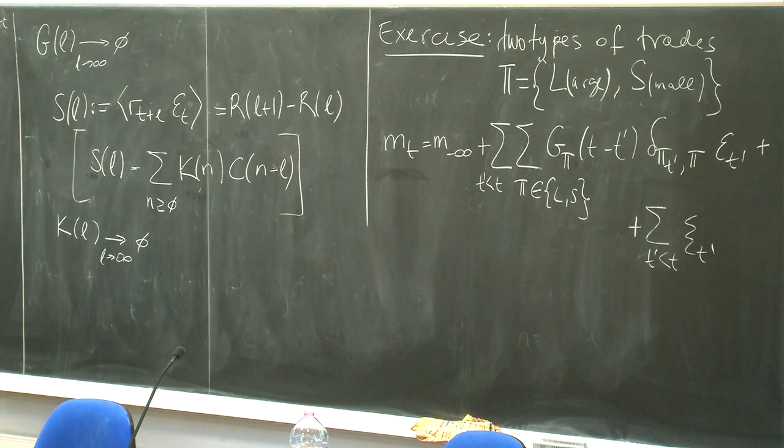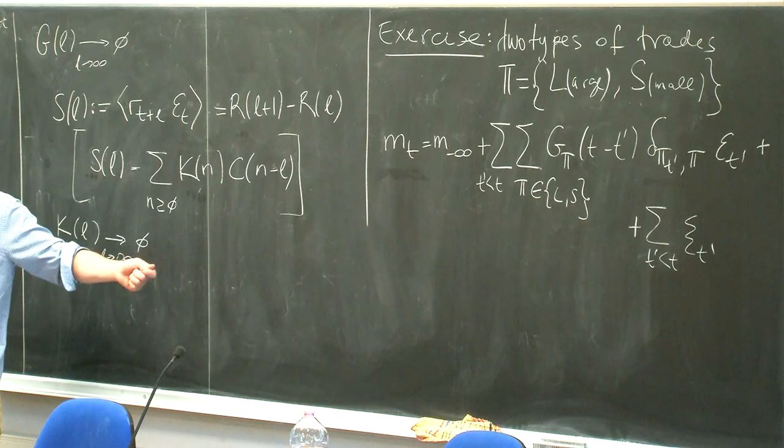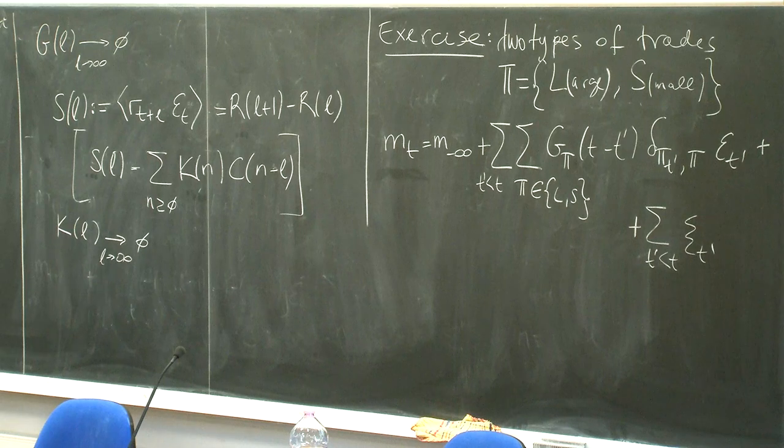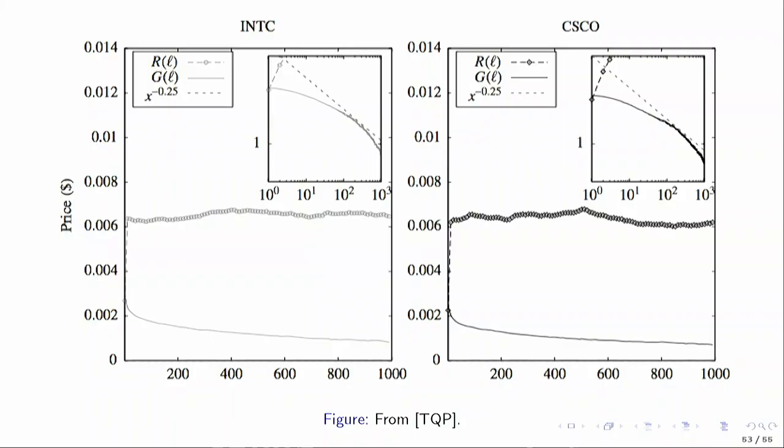We have a type of model, a linear model, in which impact propagates. Let's first of all see how these things look. There are too many curves on these graphs, but I will explain. These are two examples. Actually, it's Intel and Cisco, two existing stocks.